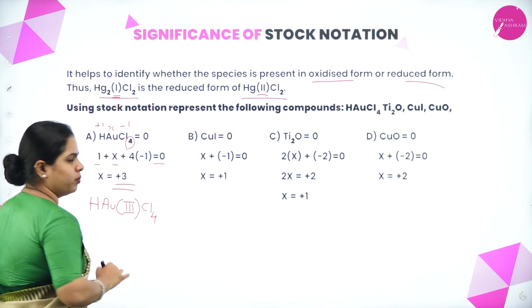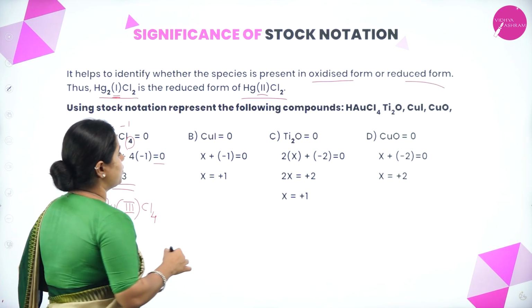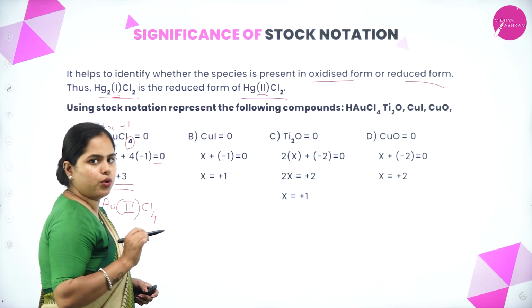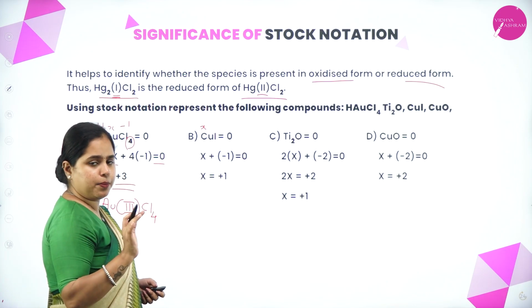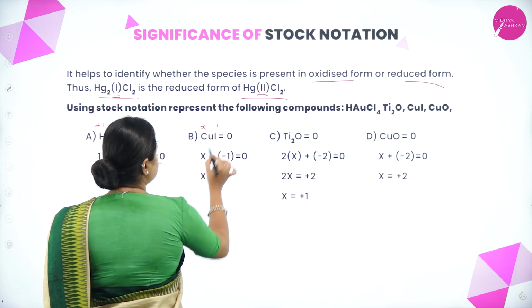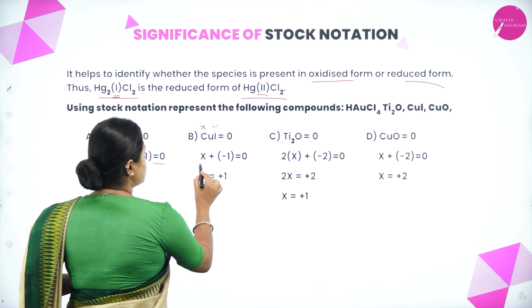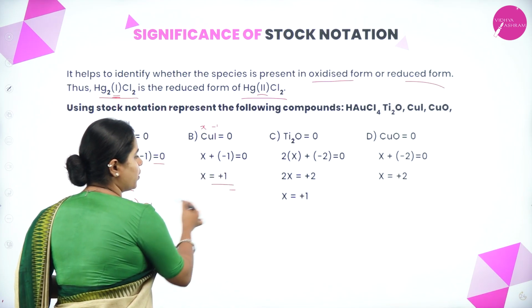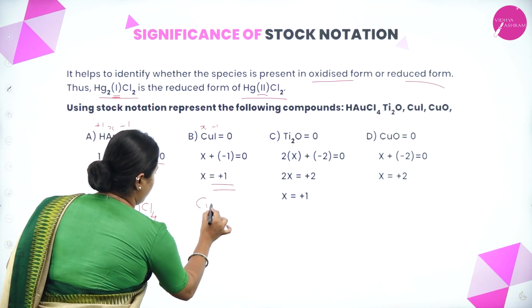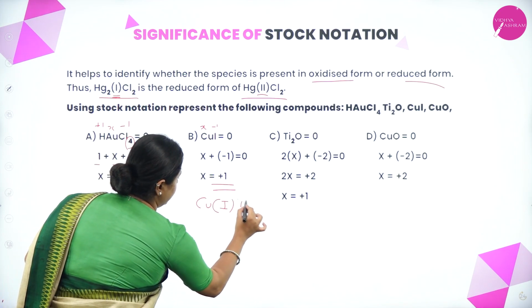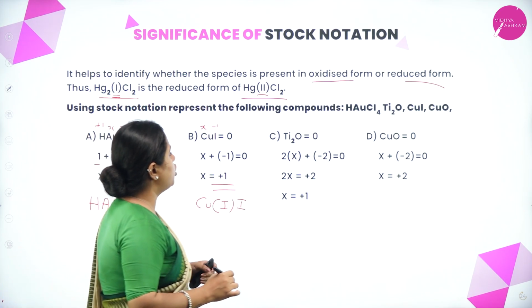So in Roman numerals, you have to write. Moving on to the next one, CuI, copper iodide. How do we write it? Copper, as we don't know, we represent it as X, and for iodine, it is -1. Again, it is a halogen, right? So X plus -1 is equal to 0. So X will be equal to +1. So it is copper (I) iodide. Right? Clear? Now moving on to the next one.